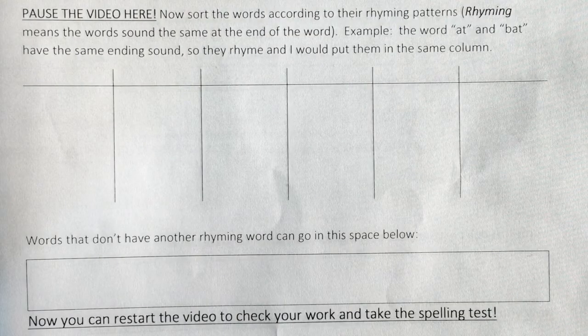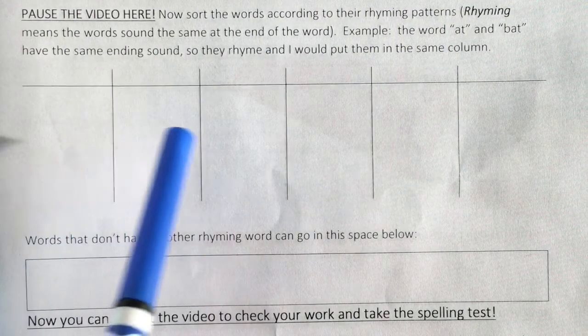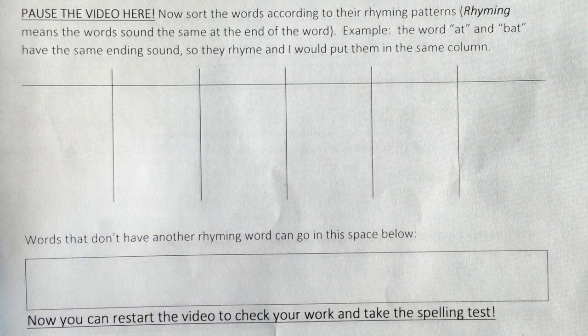Now, as you scroll down the page, you'll see there is a table with columns. There are 6 columns in this table. You will not use all of them for every lesson, but I wanted to have them there so that if you did need that many, they were available. Now, it says at this point to pause the video. However, for this first time, I'm going to go through this part with you. In the future, you will pause it and sort it just like we do today.